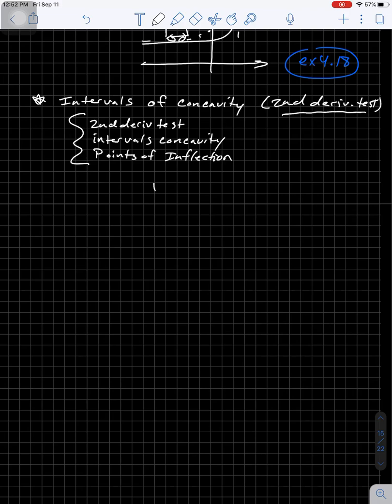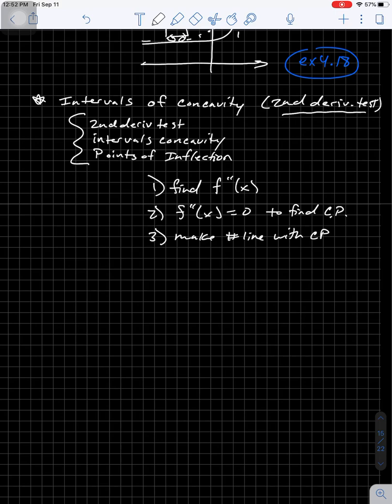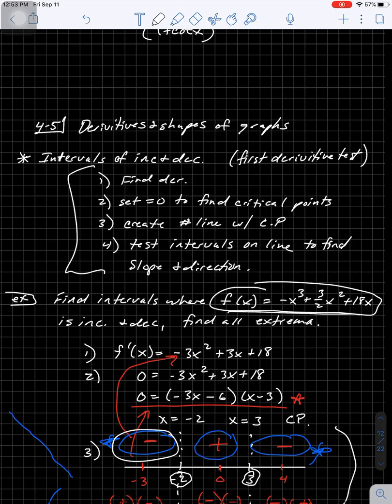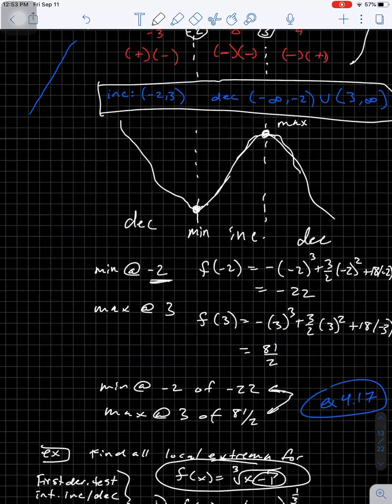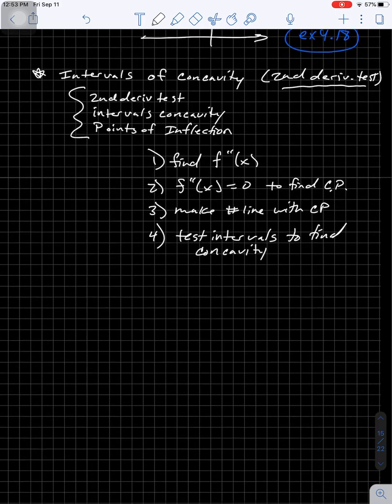Okay, so it's going to be find f double prime of x, the second derivative, set f double prime of x equal to 0 to find the critical points. Okay, make a number line with the critical points, and test the intervals to find concavity. And let me compare with my previous list. Yeah, there you go. It's the same. I use a little different language, but it's the same.